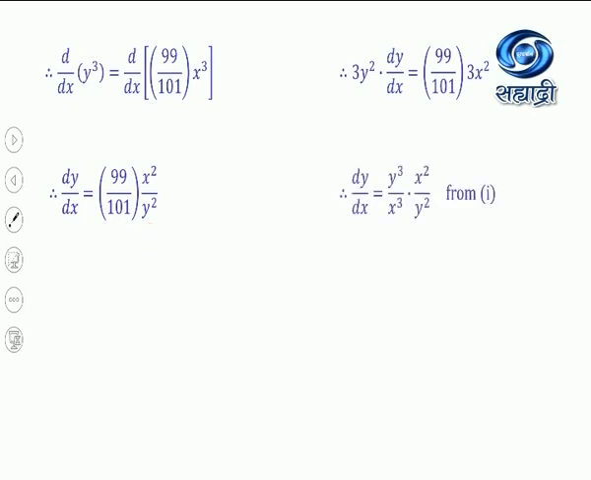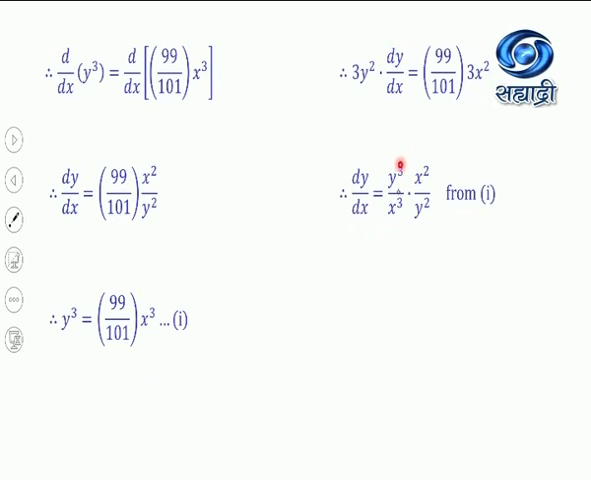Students, now the value of 99 upon 101, we write from equation 1. In equation 1, we get, see here, y cube equal to 99 upon 101 into x cube. So, the value of 99 upon 101 is y cube upon x cube. We put here that value.